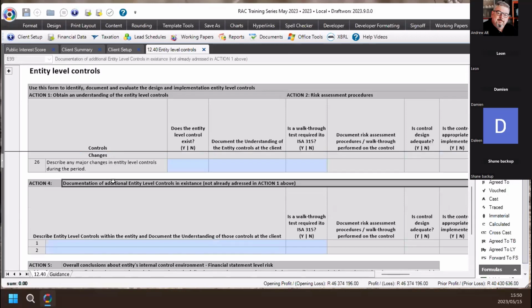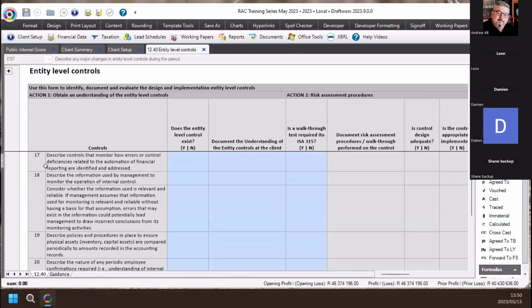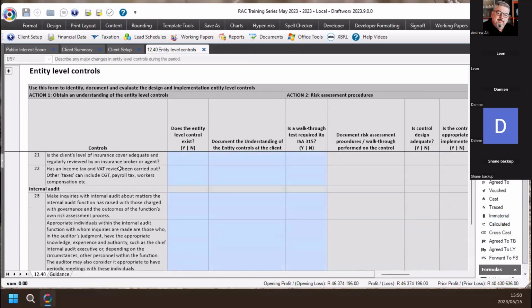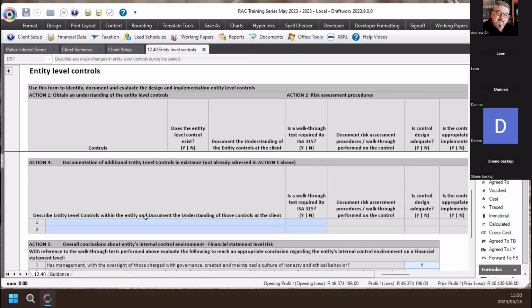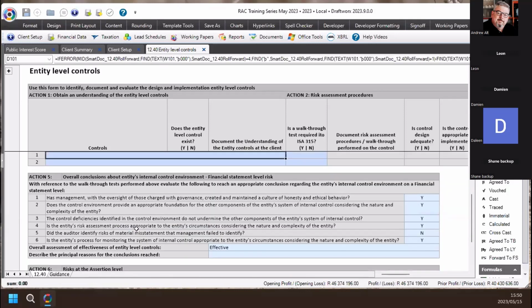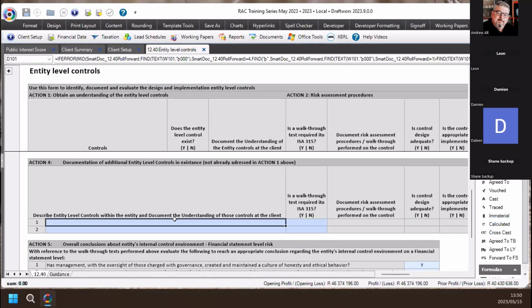This is just for any additional ones. So if you find additional controls that you want to document that don't necessarily fall into one of these 26 odd categories that we've given you, and this might be all you document for your owner managed business, you might just want to, instead of going through which section should I put it in above, just document it here in action 4.